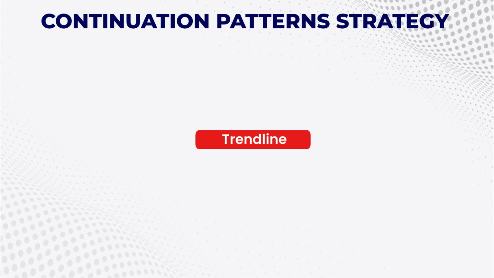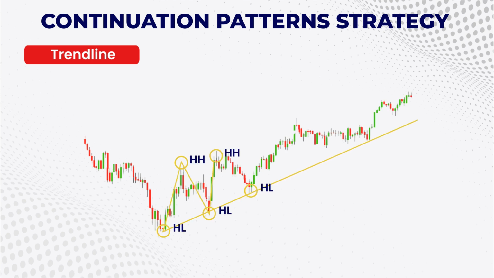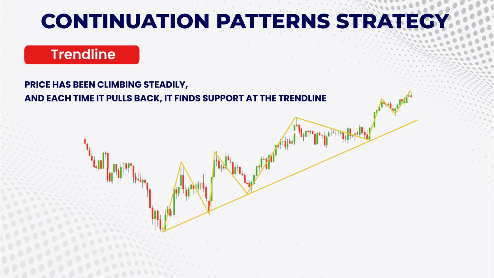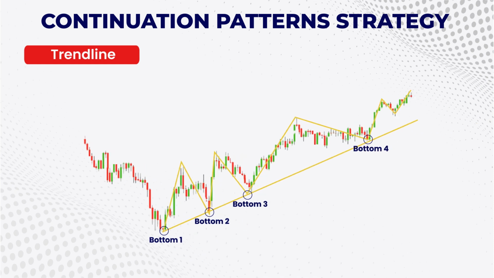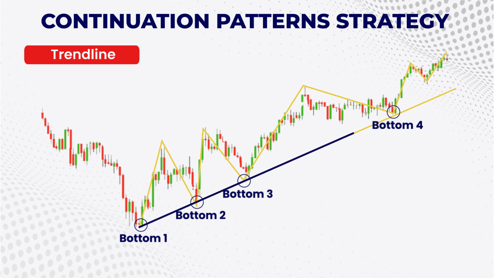This chart demonstrates the importance of a trend line in analyzing market direction. A trend line is simply a straight line drawn across significant price points. In an uptrend, we connect the higher lows. Price has been climbing steadily, and each time it pulls back, it finds support at the trend line. We can clearly see 4 major points: bottom 1, bottom 2, bottom 3, and bottom 4. Every time price touches this line, buyers step in, pushing the market higher. This repeated behavior tells us that the trend line is strong and that buyers are in control.